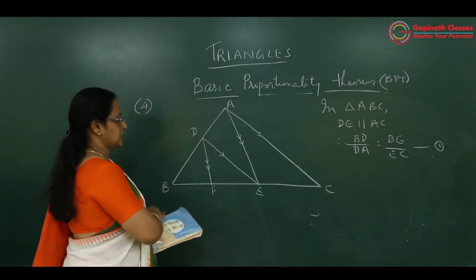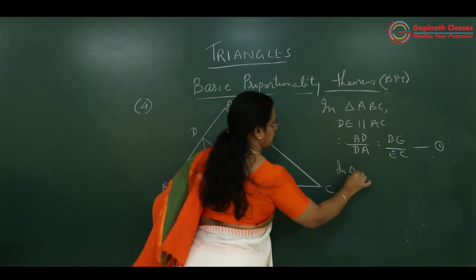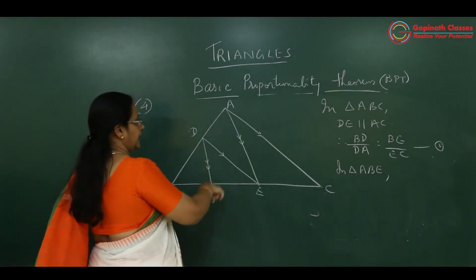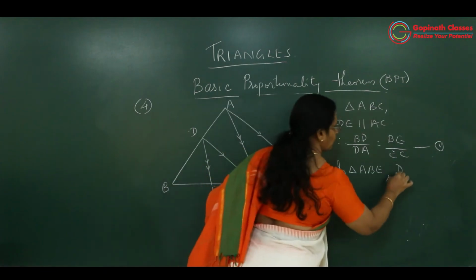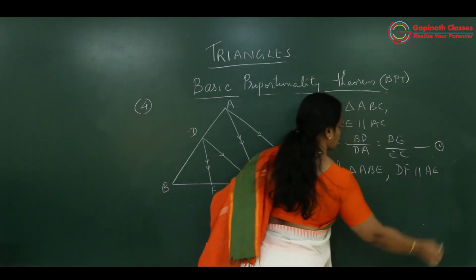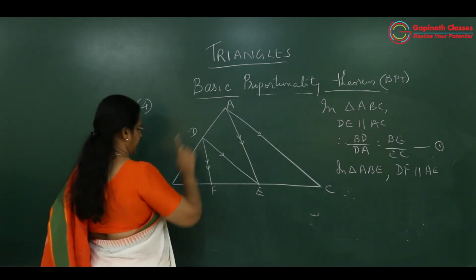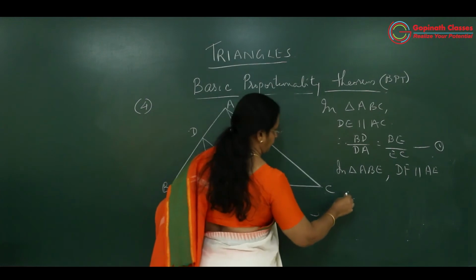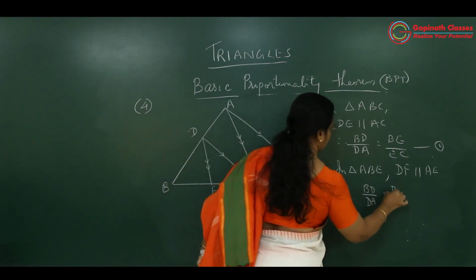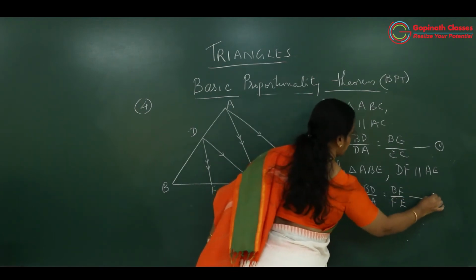Now come to the small triangle, which is ABE. In triangle ABE, which two are parallel? DF is parallel to AE. So therefore, how to apply BPT? BD by DA is equal to BF by FE. This is statement number 2.